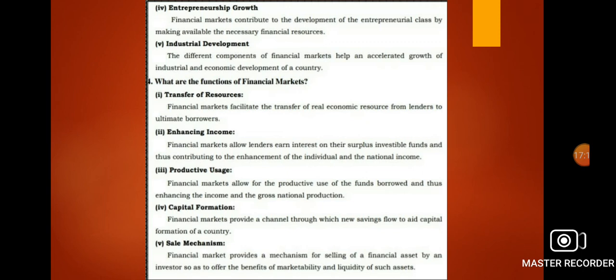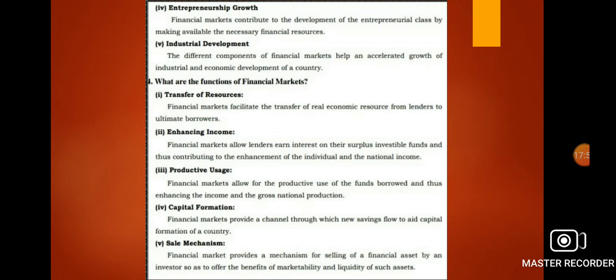Then third one, productive usage. It means financial markets allow for the productive use of the funds borrowed and thus enhance the income and the gross national production. Then capital formation. It means financial markets provide a channel through which new savings flow to aid capital formation of a country. Then sale mechanism. Financial market provides a mechanism for selling of a financial asset by an investor so as to offer the benefits of marketability and liquidity of such assets.